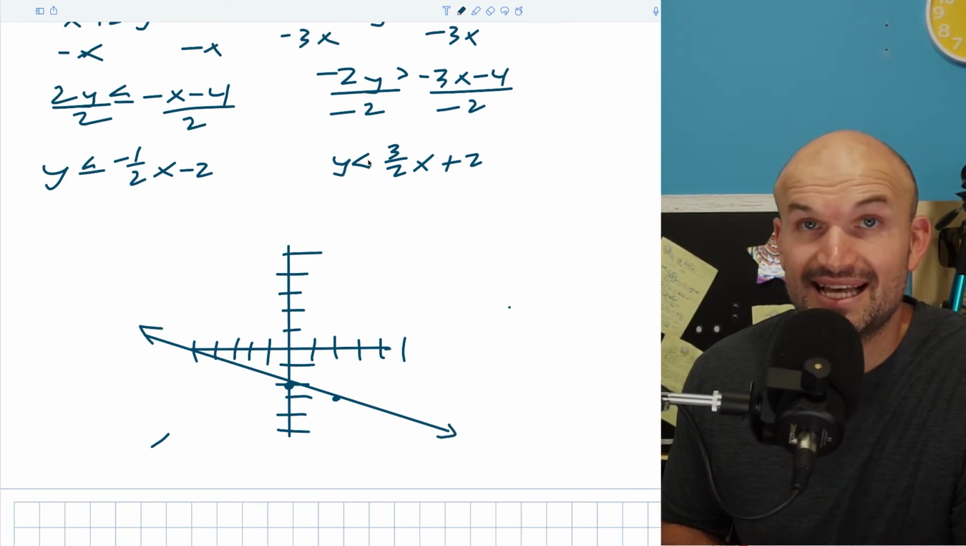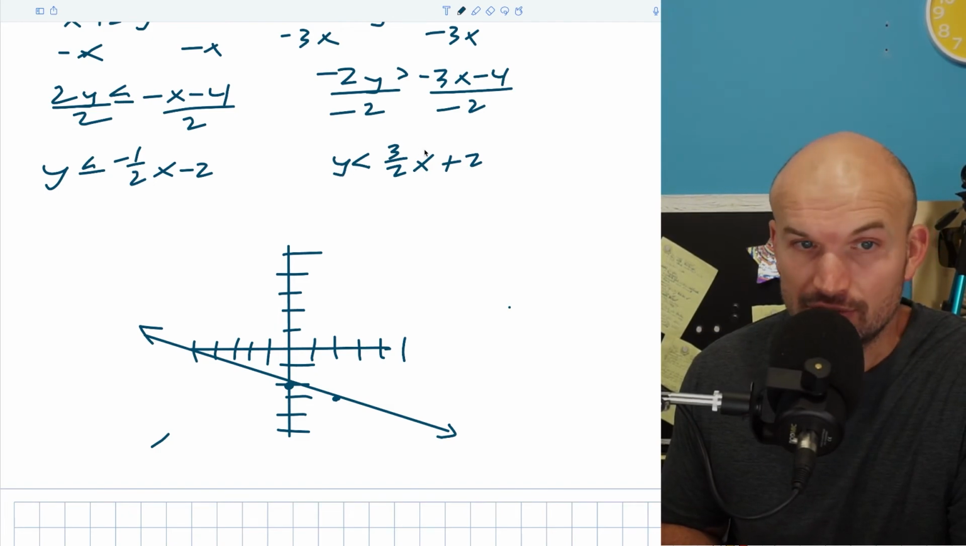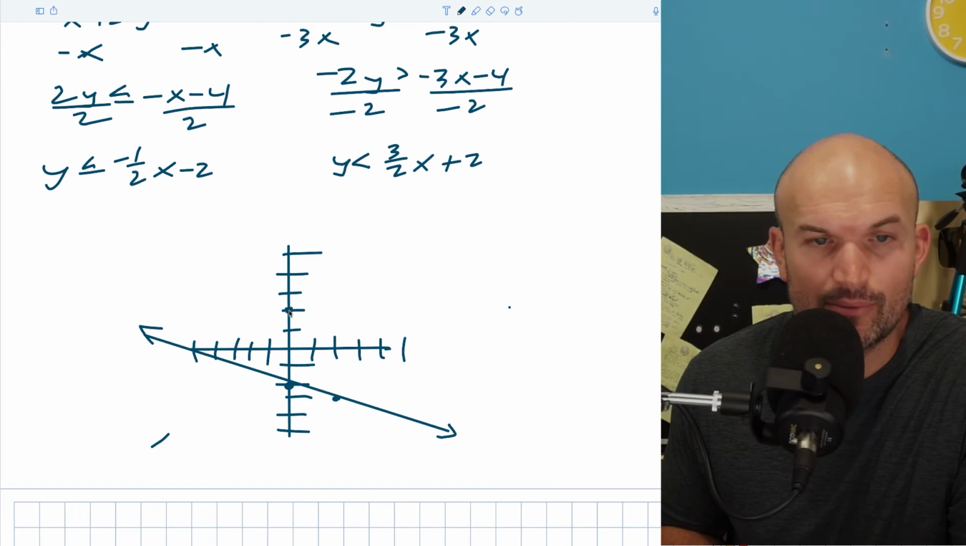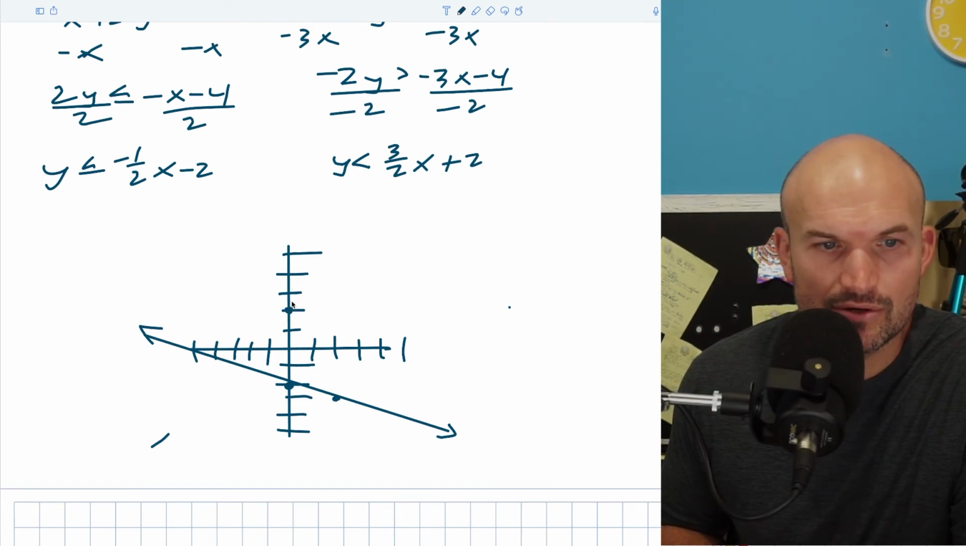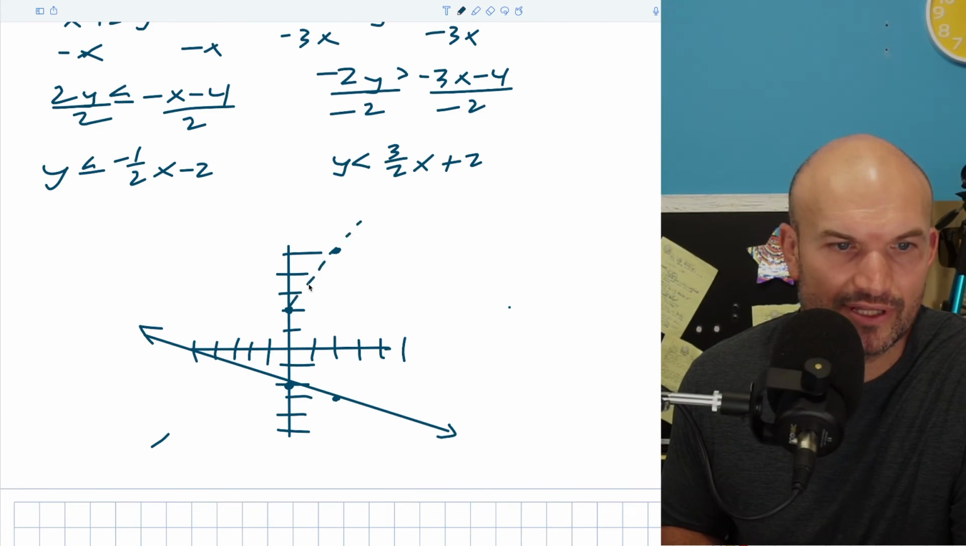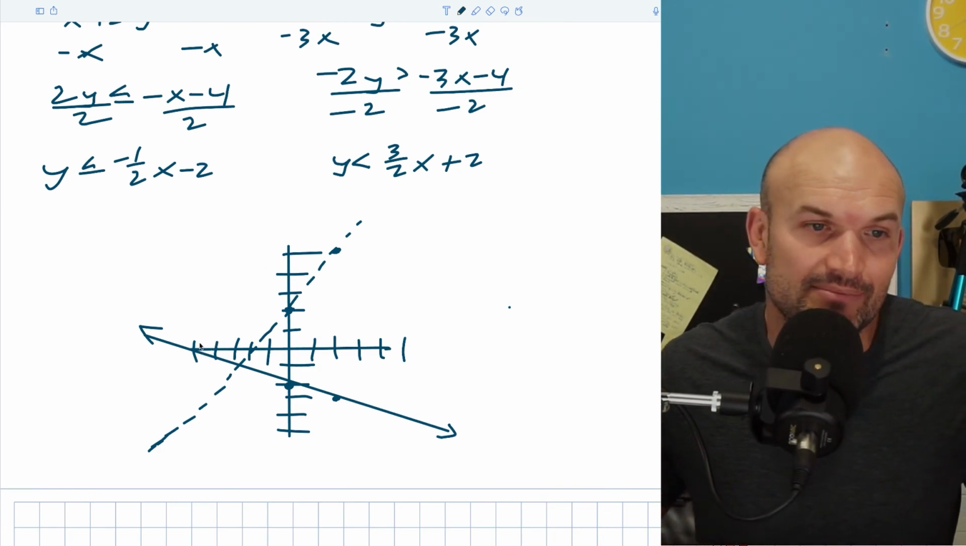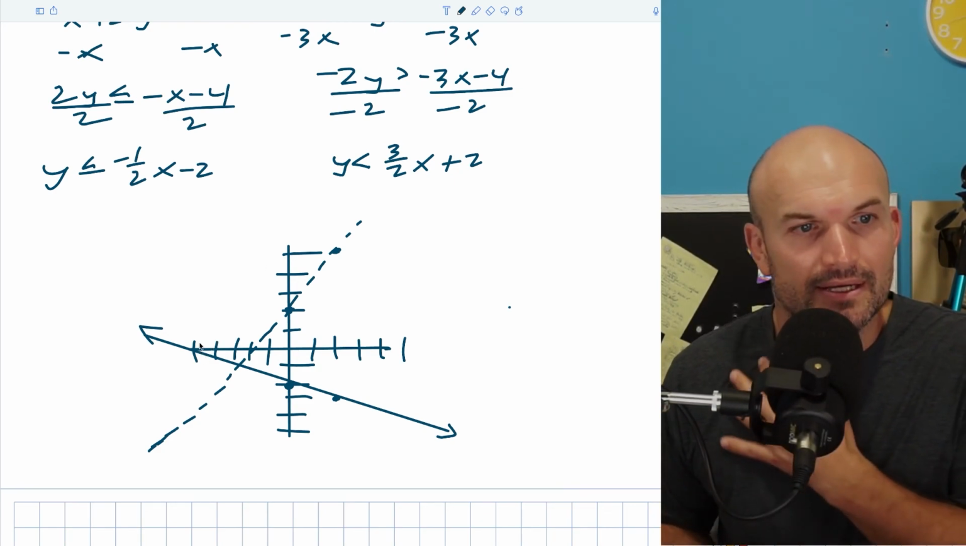This one, though, is less than, so this boundary line is not included. So I'm going to use dashed lines to represent this. So I'm going to go up to 2. That's my y-intercept. And then let's go up 3, so 1, 2, 3, over 2. Okay, so that is what this boundary line is going to look like. Not really sure if that's the right x-intercept. We're just trying to ballpark here. We're trying to find the region where they intersect.